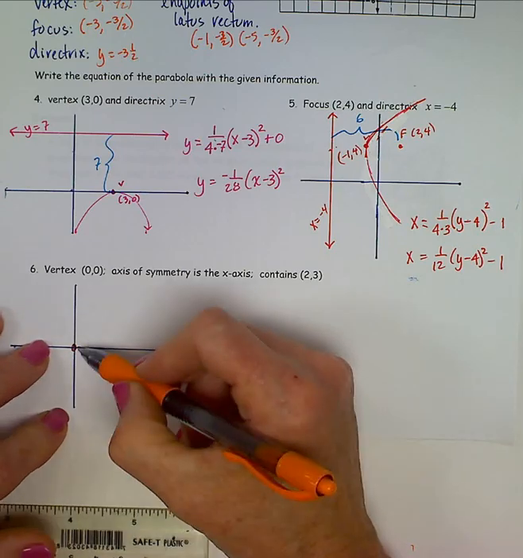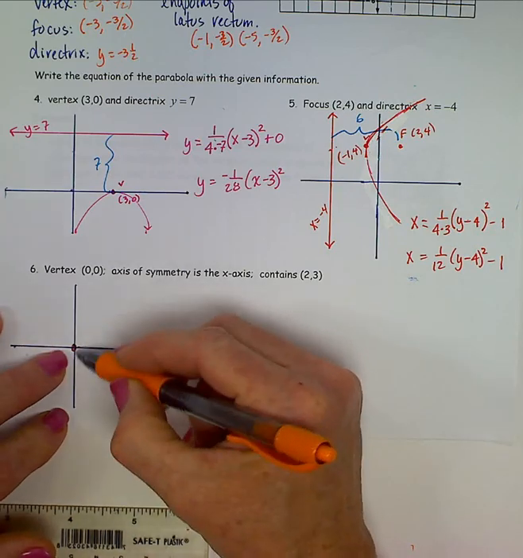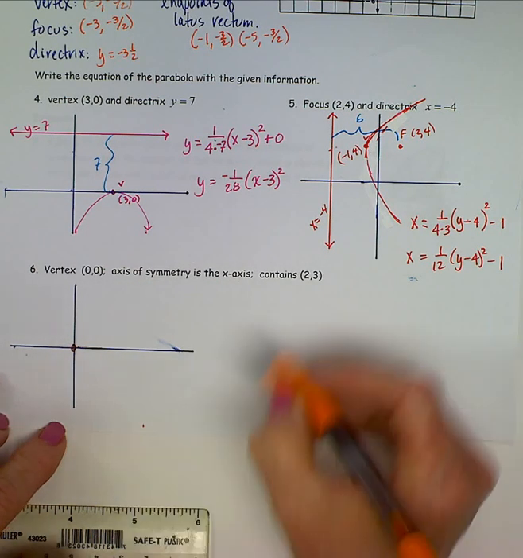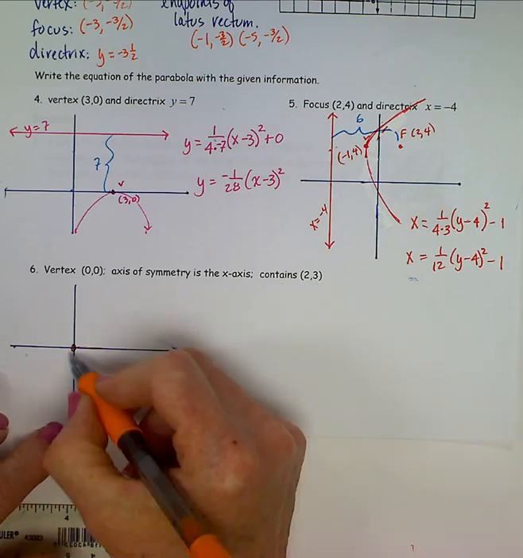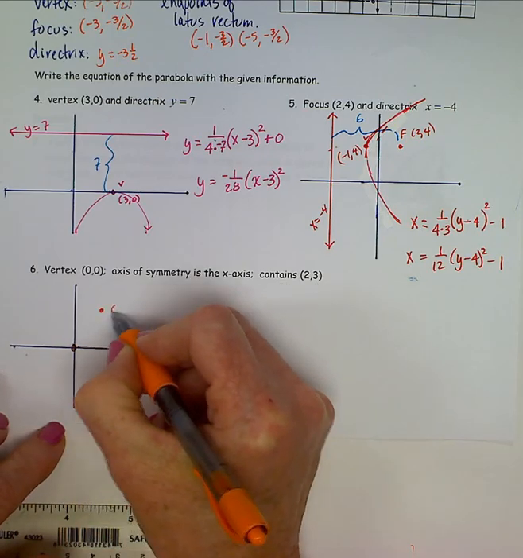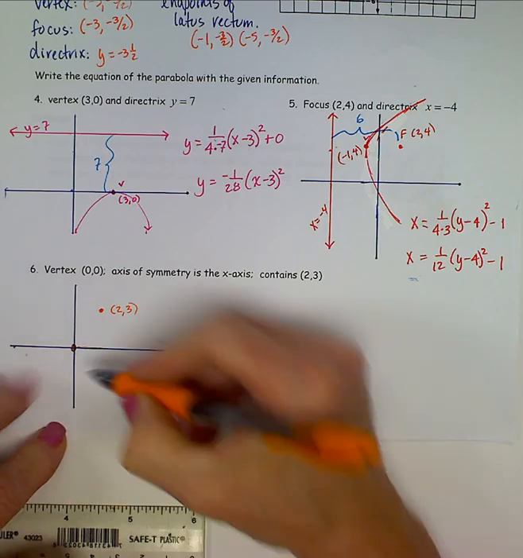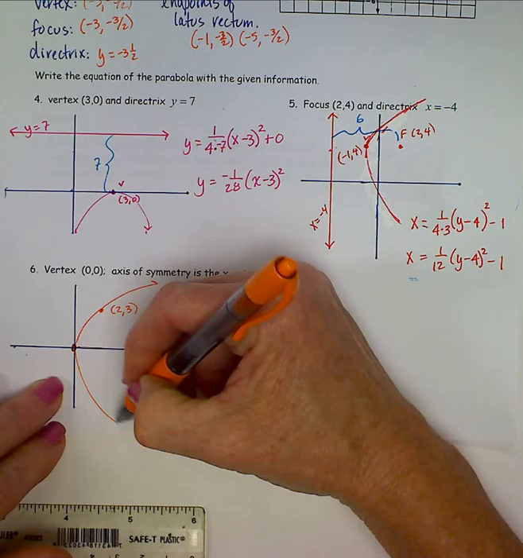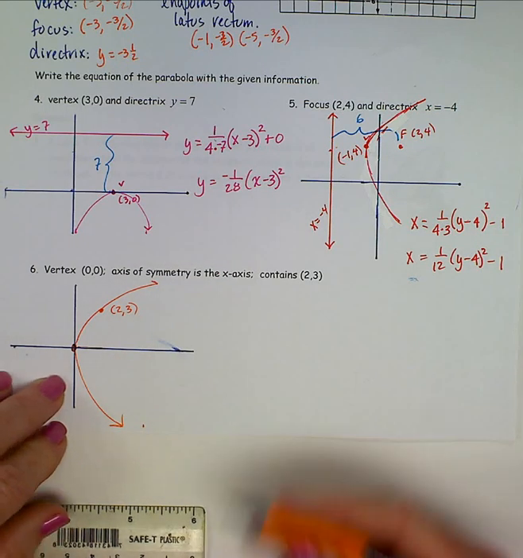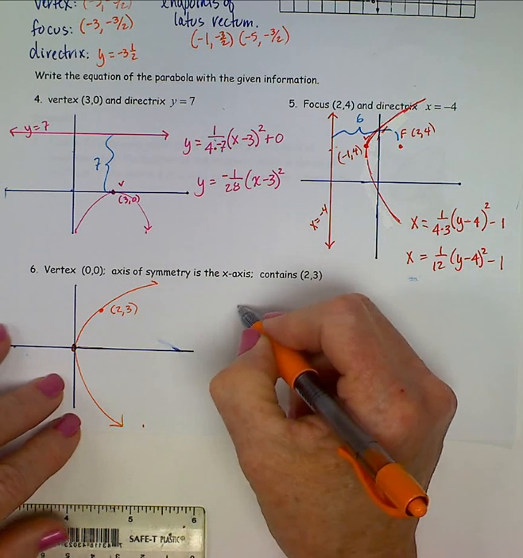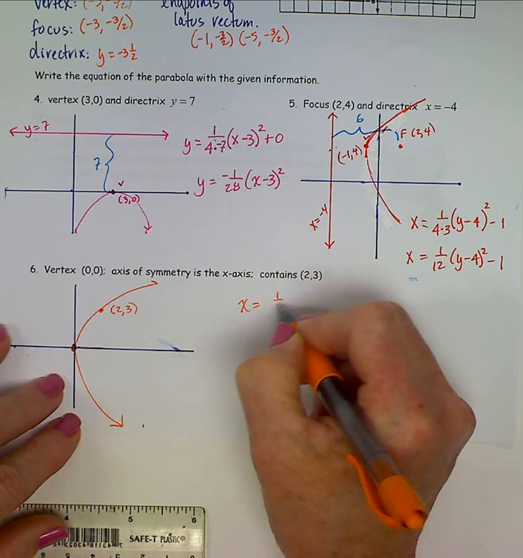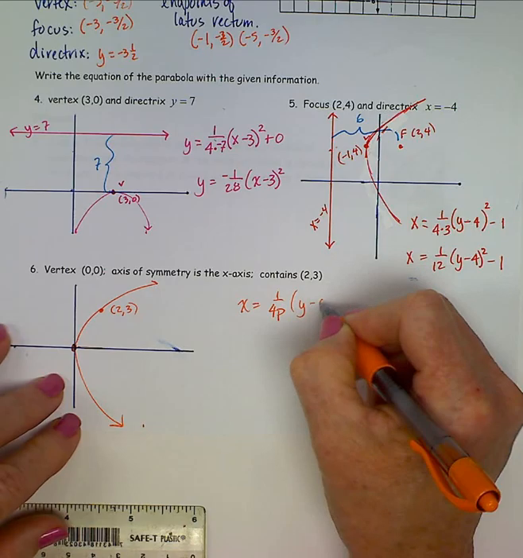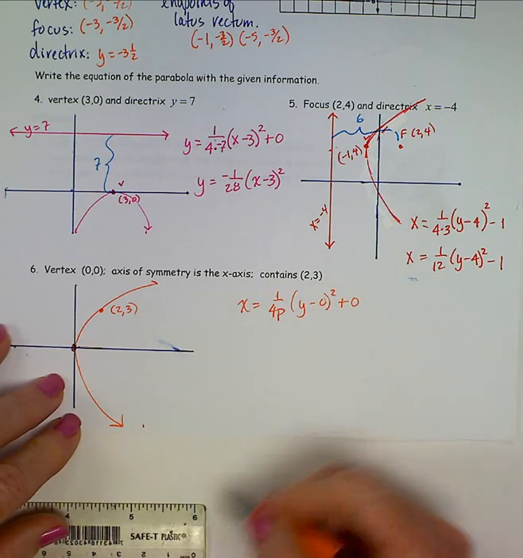So that tells us that this parabola is either opening to the right or to the left. But we know more. This parabola contains the point 2, 3, which means the parabola has to open to the right. Something like that. It's an x equals 1 over 4p y squared. Vertex is 0, 0. We have this.